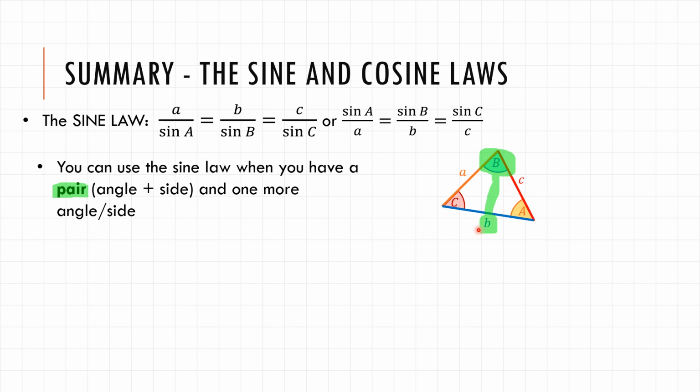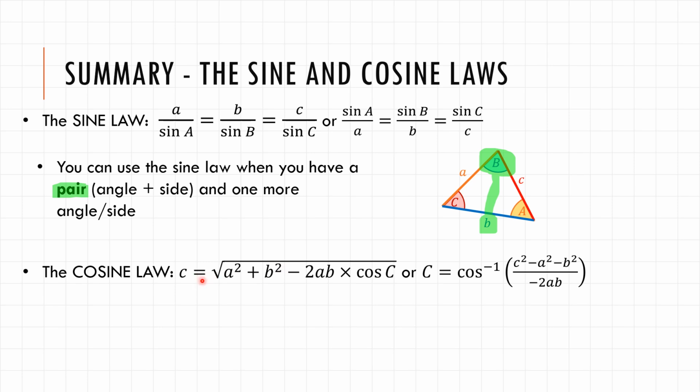The cosine law is given to you here. And again, there's two versions. One version of the cosine law has a side length already isolated for you.